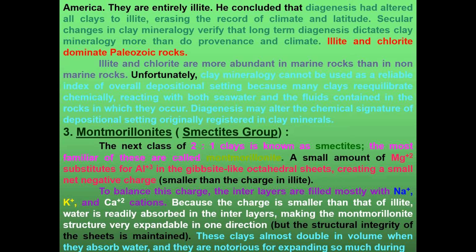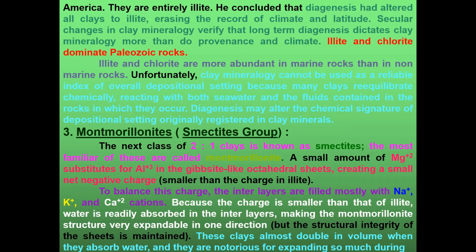To balance this charge, the interlayers are filled mostly with Na+, K+, and Ca+2 cations. Because the charge is smaller than that of Illite, water is readily absorbed in the interlayers, making the montmorillonite structure very expandable in one direction, but the structural integrity of the sheets is maintained.